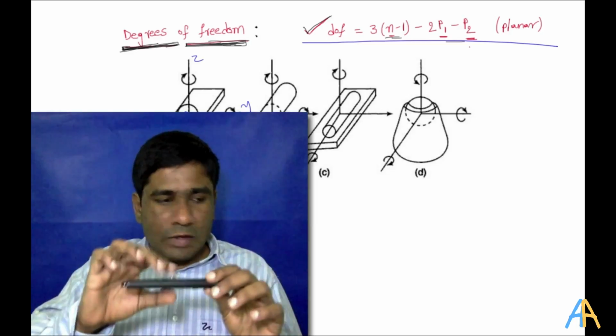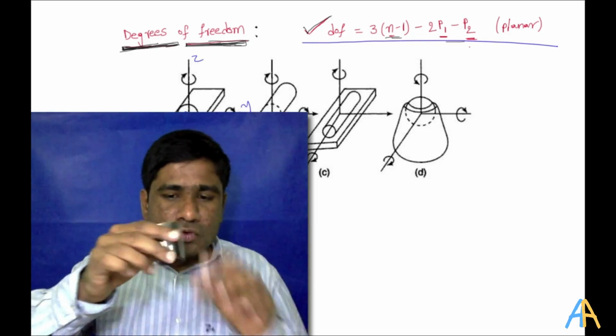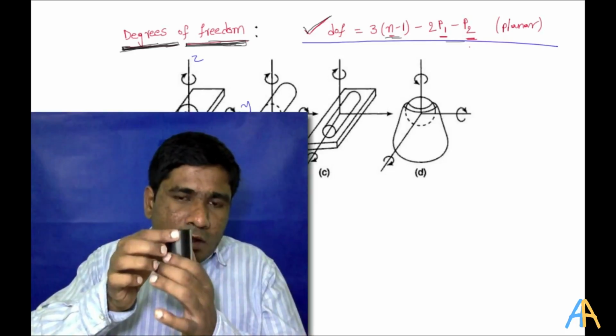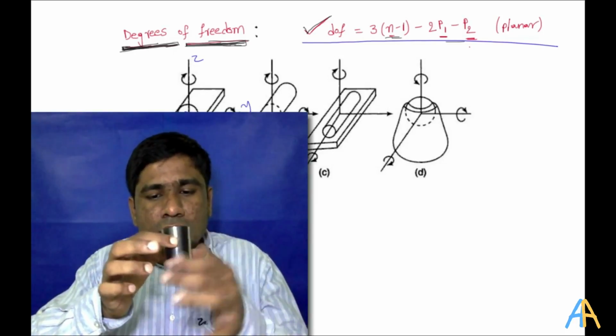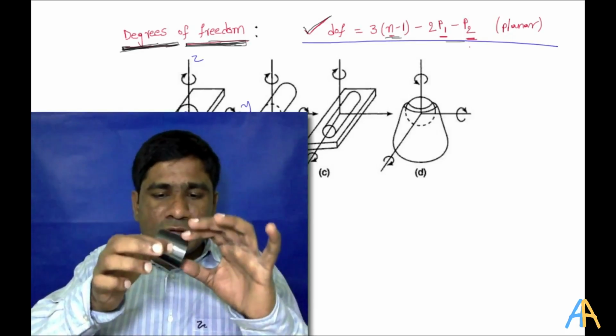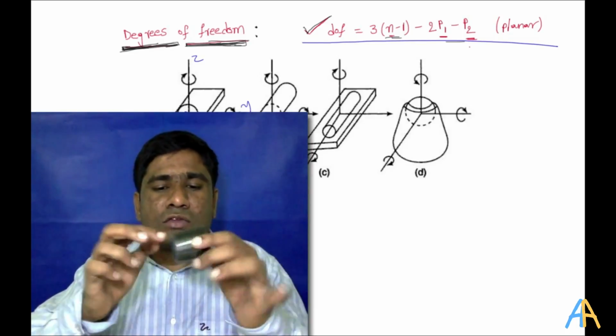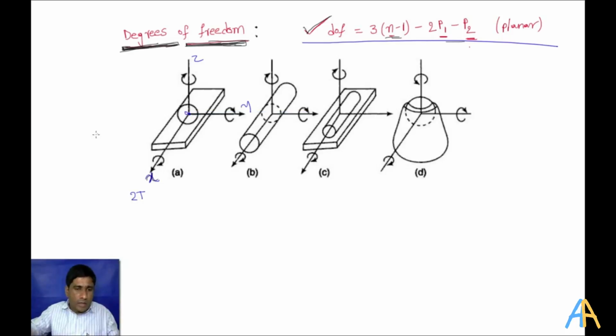For example, if I consider this as the sphere, it can rotate like this, and like this, and like this, and it can rotate like this also, about this axis. So it has 3 rotations. So altogether, how many degrees of freedom does this sphere possess? That is 5 degrees of freedom, and there is only one constraint, a translational constraint in the direction of the z-axis.